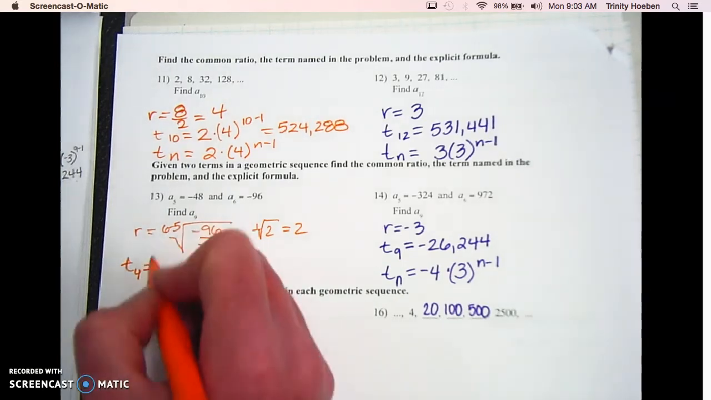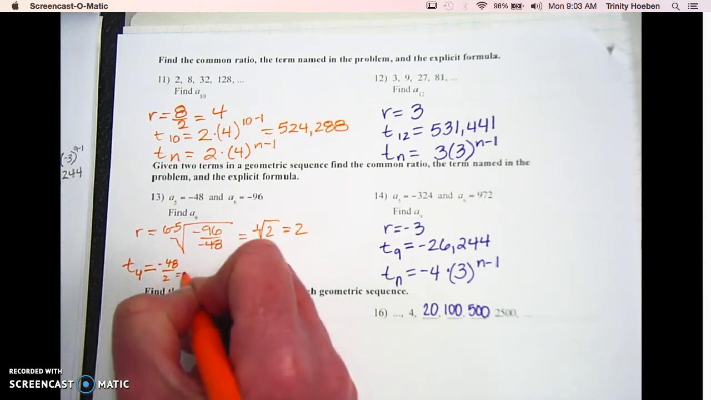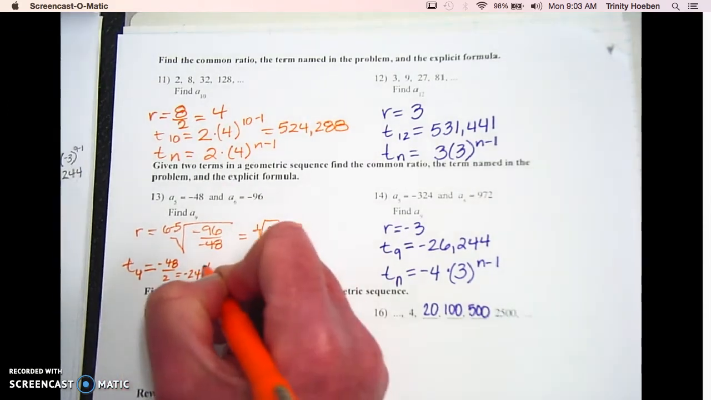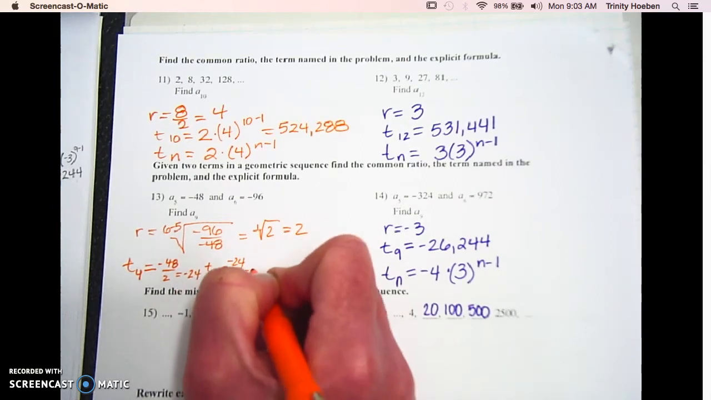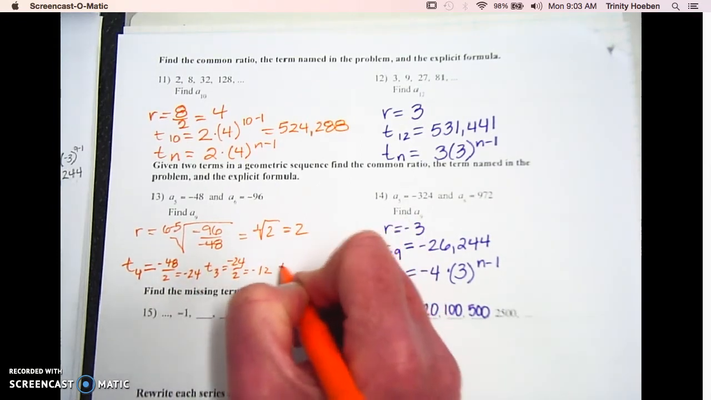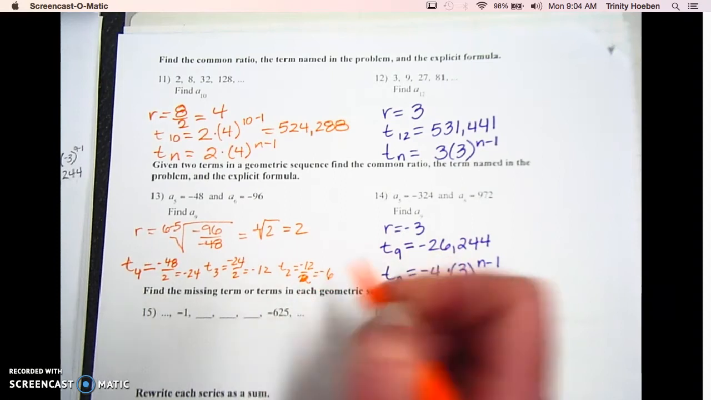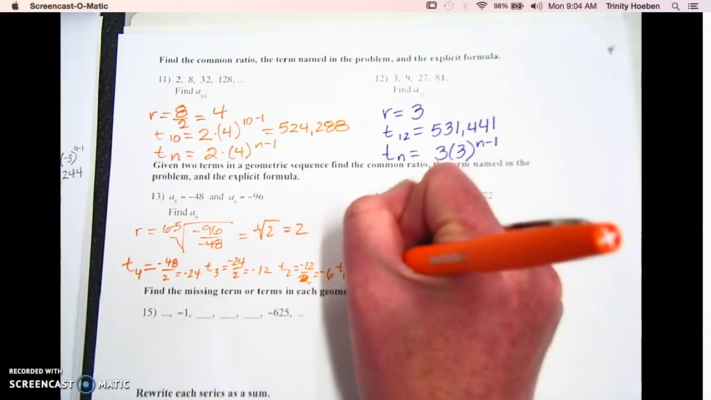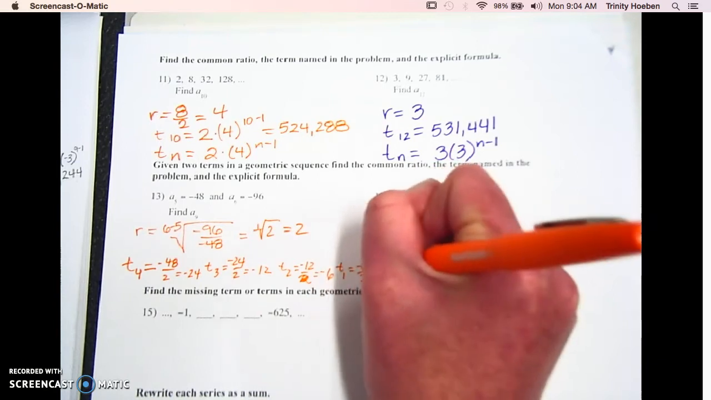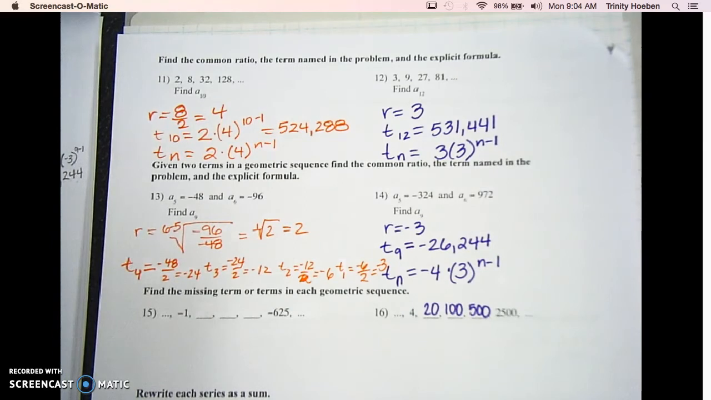So the fourth term, I'm going to go negative 48 divided by 2, which gets me negative 24. To get the third term, I'm going to take the negative 24 and divide it by 2, which gets me negative 12. To get the second term, I'm going to take the negative 12 and divide it by 2, which gets me negative 6. And then to get the first term, I'm going to take the negative 6 and divide it by 2. So the first term is negative 3. I need that for the formula.